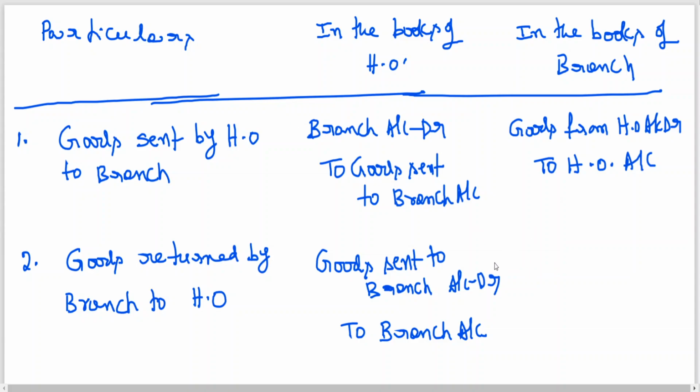So now the books of the branch, what happens? Come on, reverse it. Head office account at R2, head office account at R2, goods from head office.